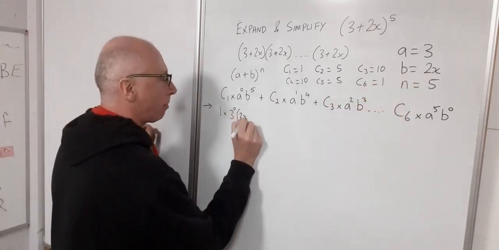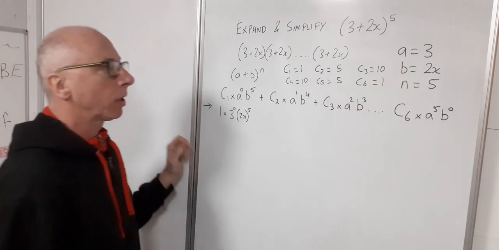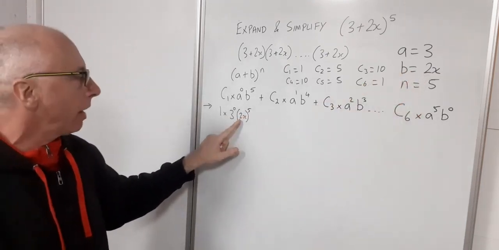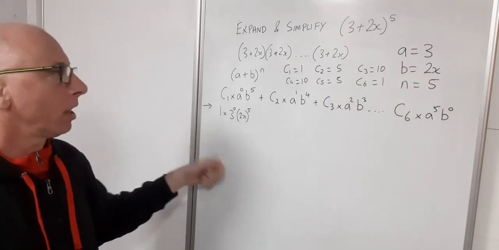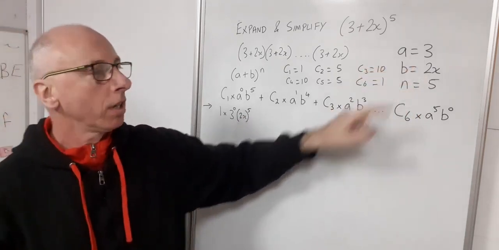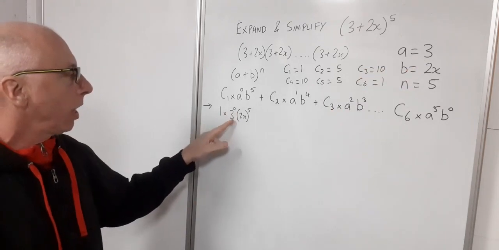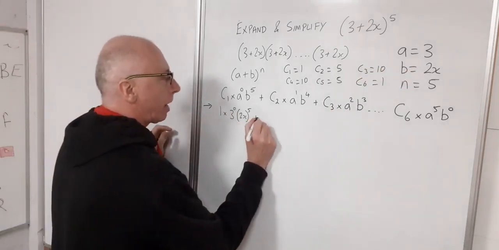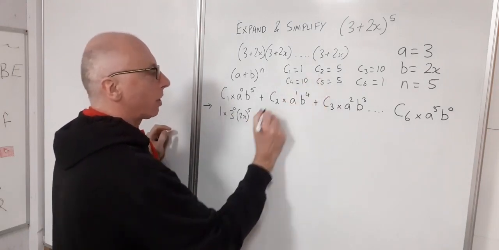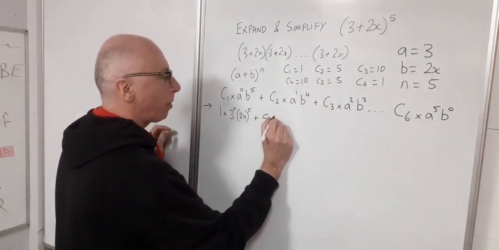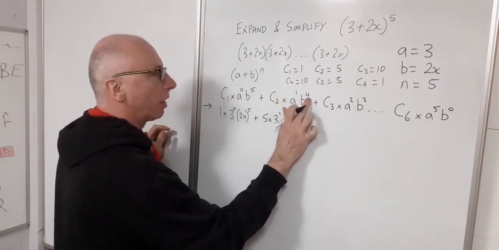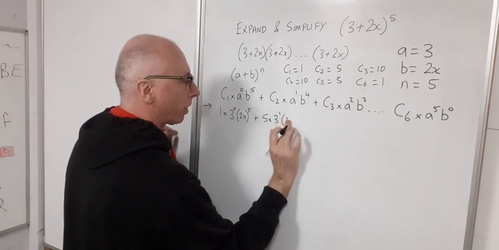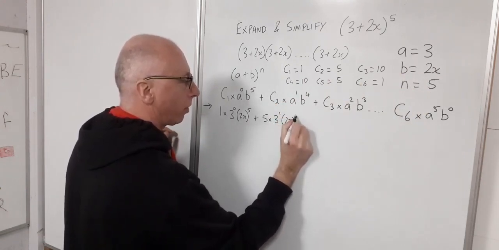So remember, I'm going to write my 2x in brackets because my 2x also has another coefficient, and I need to raise that to the power of 5 as well as I'm going along. My a is just a constant, so when I raise that, I don't need my brackets on that, so hence that's why I've written it like this. So now my second term, my second coefficient is 5. Multiply that by 3 to the power of 1, and then b to the power of 4, 2x to the power of 4. So let's write that as 2x to the 4.